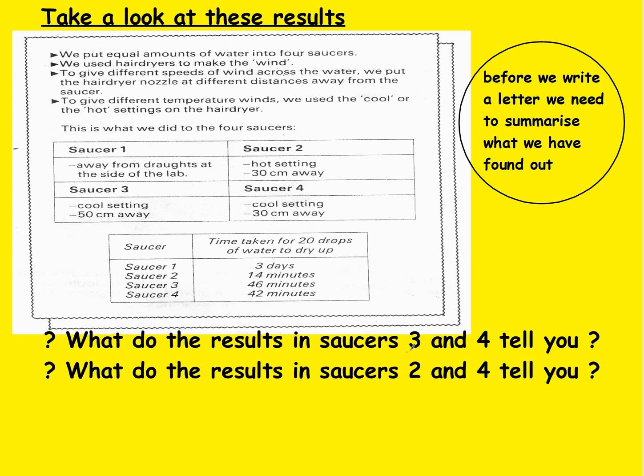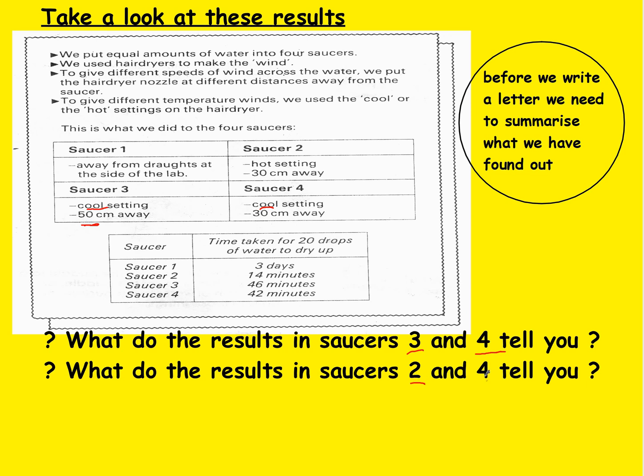What do the results in saucers 3 and 4 tell you? So look at these 2 saucers. What have they got that's the same? They're both on the cool setting for the hairdryer. Which saucer had the wind from the hairdryer the furthest away? Saucer 3. So if we look at saucer 3 and saucer 4, which one took the longest for the 20 drops of water to dry up? Why is that?